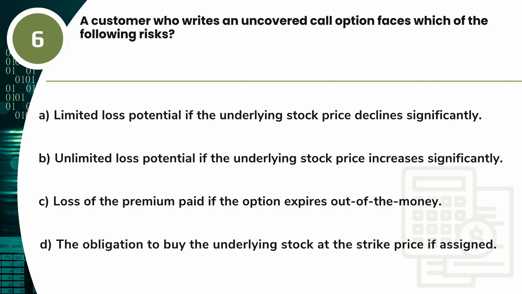Question 6. A customer who writes an uncovered call option faces which of the following risks? A. Limited loss potential if the underlying stock price declines significantly. B. Unlimited loss potential if the underlying stock price increases significantly. C. Loss of the premium paid if the option expires out of the money. D. The obligation to buy the underlying stock at the strike price if assigned.